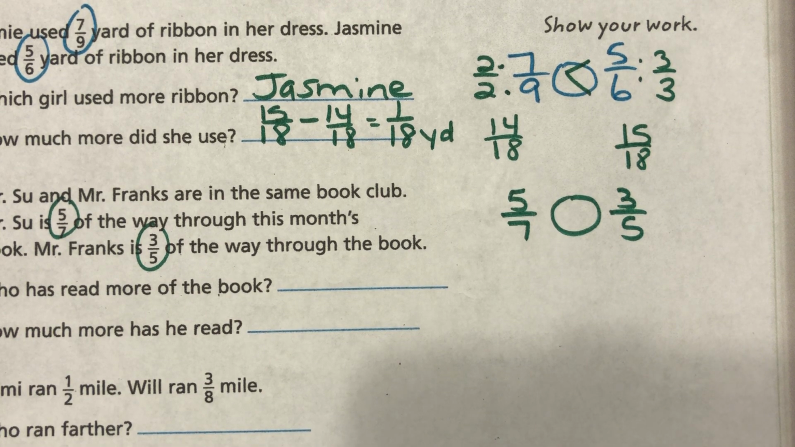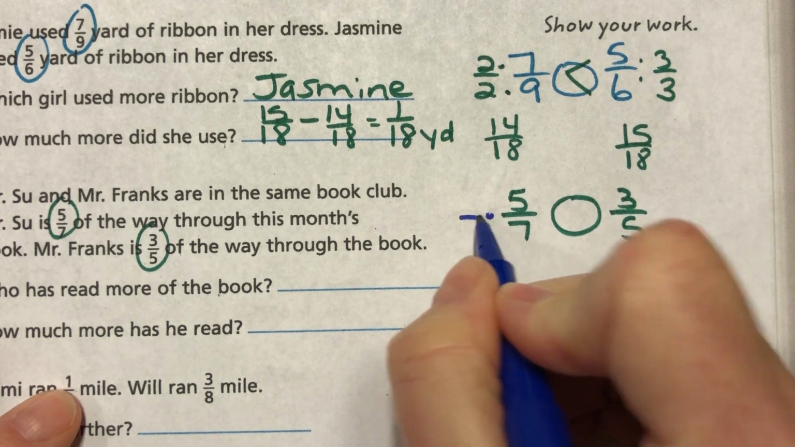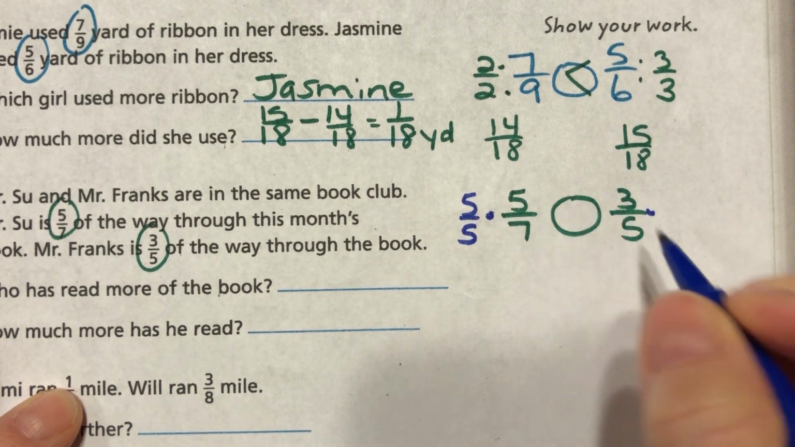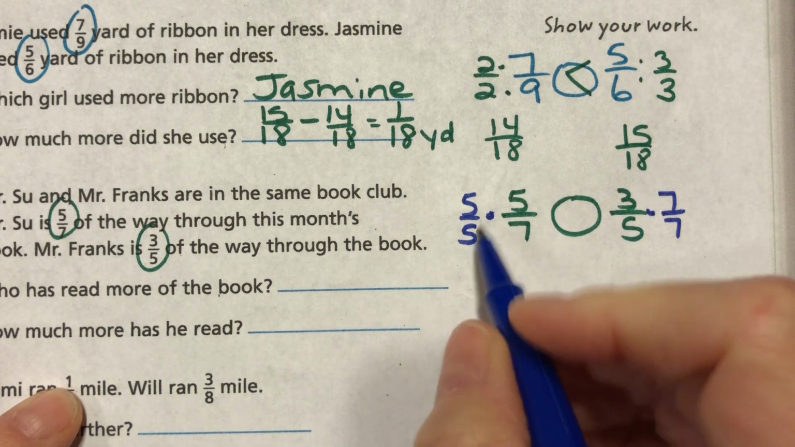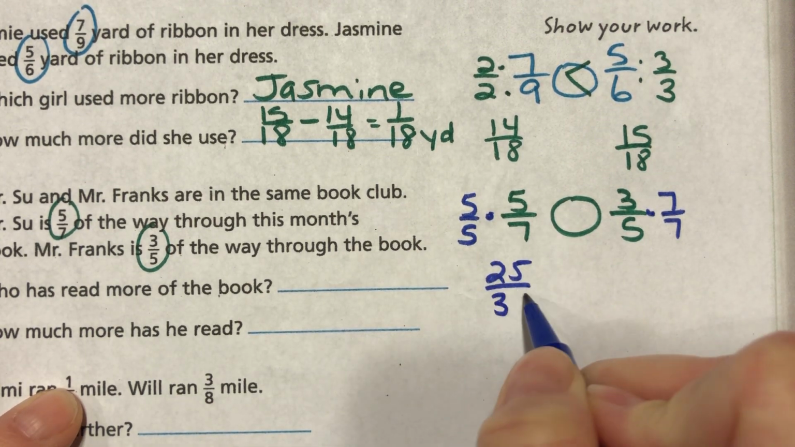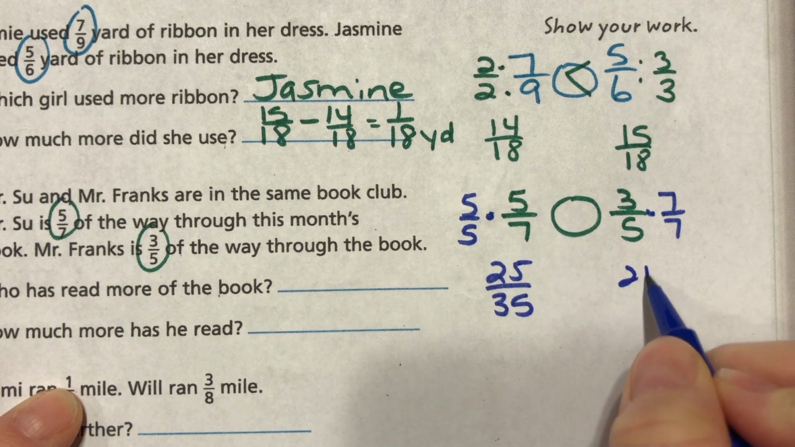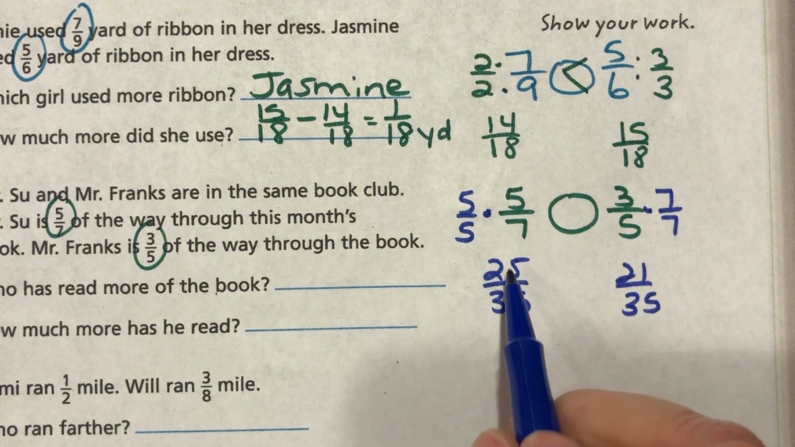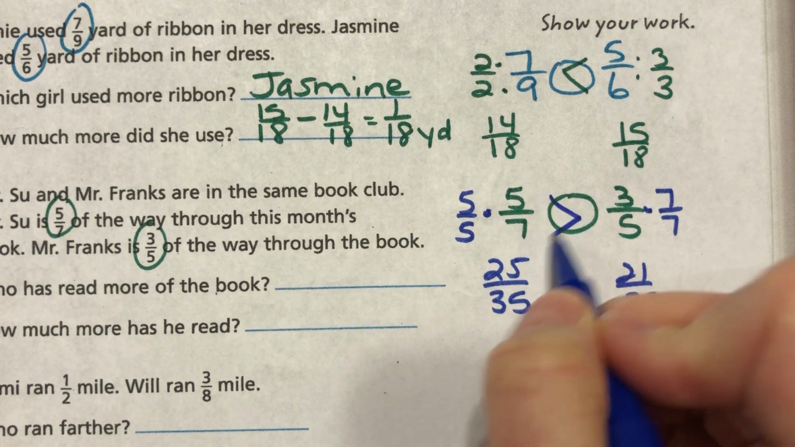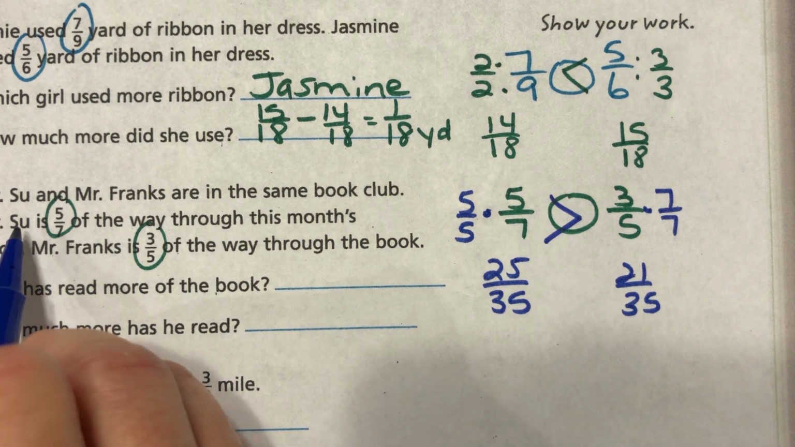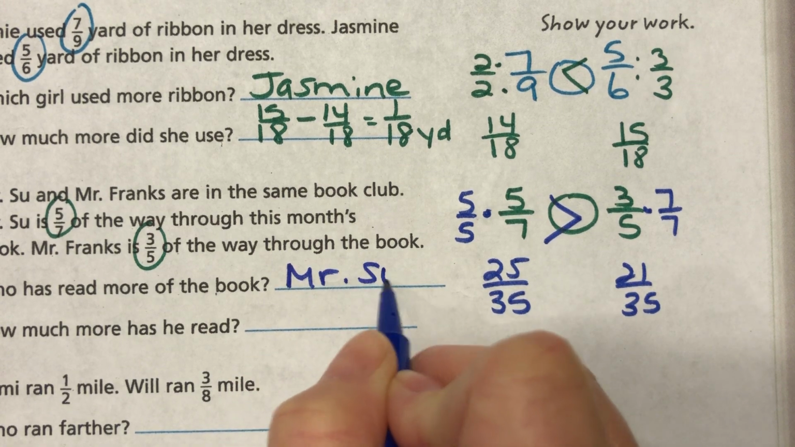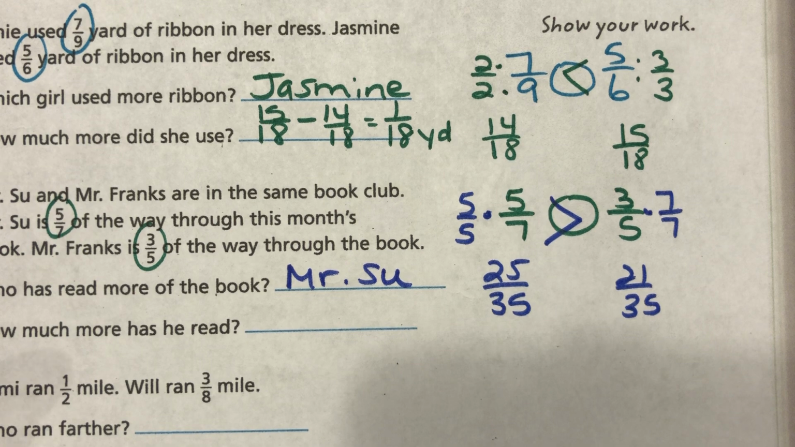All right, with this one, the first multiple that they have in common, the LCM, is 35. So I can go ahead and multiply 5/7 by the opposite fraction's denominator and 3/5 by the opposite fraction's denominator. When you do that, you get 25 over 35. And 7 times 3 is 21 over 35. Now that they have the same denominator, we can compare them, right? So 25 over 35 is greater than 21 over 35. That means 5/7 is greater, and Mr. Sue was the one that read 5/7 of it. So I'm gonna write Mr. Sue.